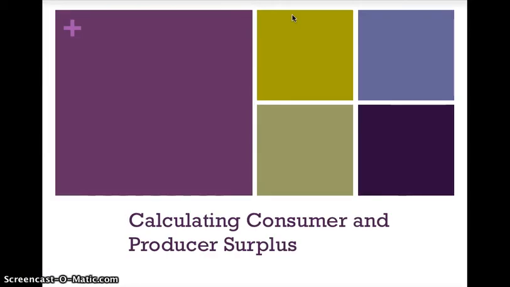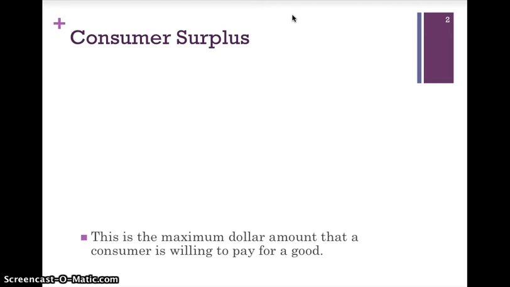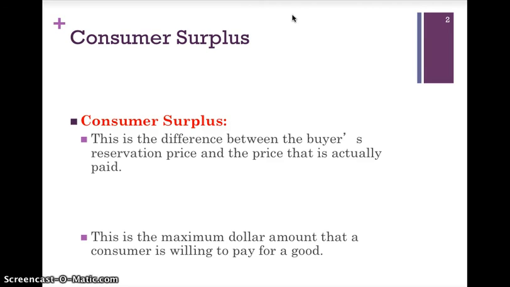This video examines calculating consumer and producer surplus using the market diagram. Consumer surplus is the difference between the buyer's reservation price and the price that is actually paid for the good or service. What is the buyer's reservation price? This is the maximum dollar amount that a consumer is willing to pay for a good. So consumer surplus is the difference between how much you were willing to pay and how much you actually paid.